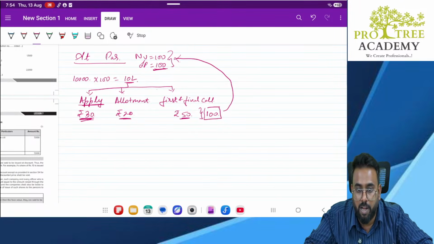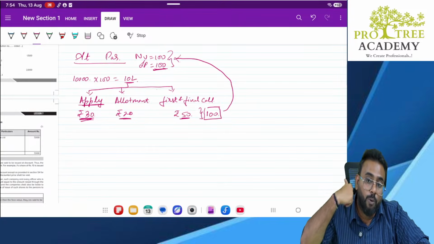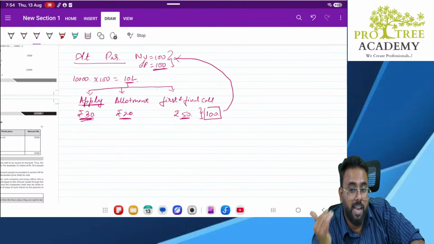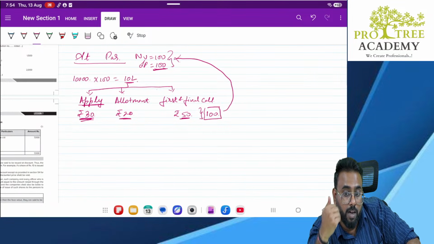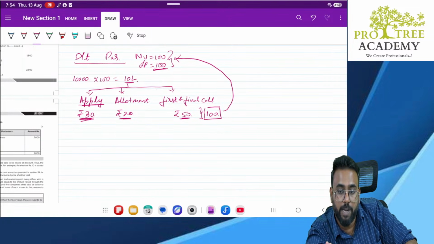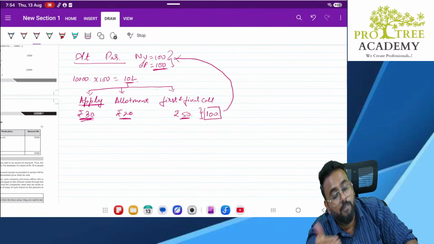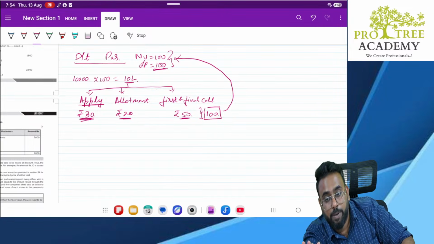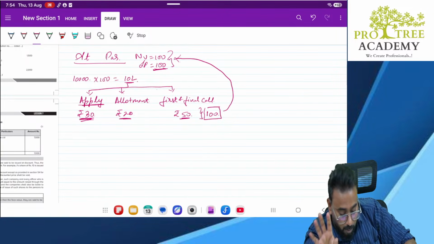You have understood everything. Nothing new. So when I call them to pay the balance, that is called called up capital. Out of that, whoever pays will become part of paid up capital. Whoever doesn't pay will become part of unpaid capital, and that unpaid capital will come under called up capital only.